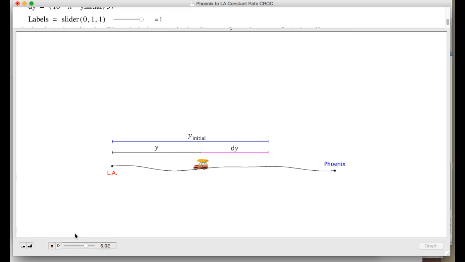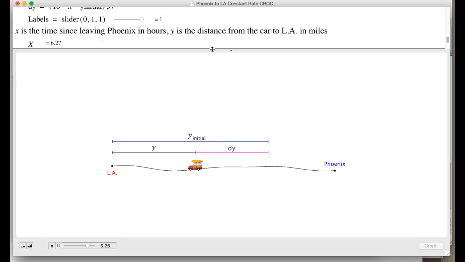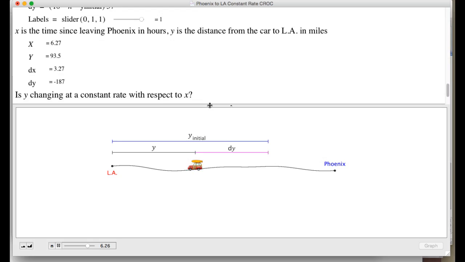So let's start it up again here, and I want to ask: is y changing at a constant rate with respect to x? So here I'm going to show you the numbers. I'm showing the current values of x, y, dx, and dy.